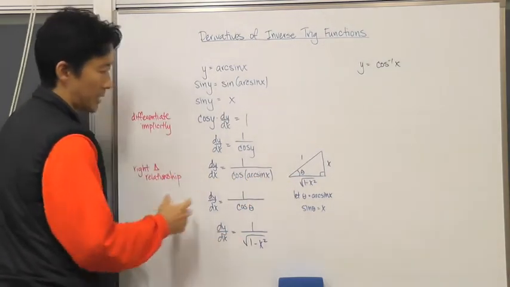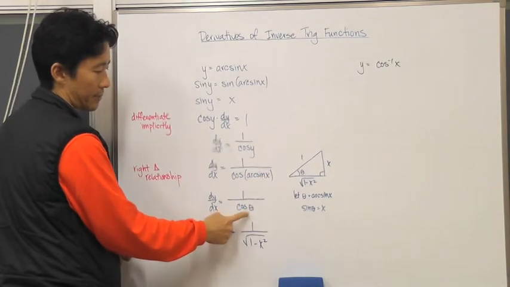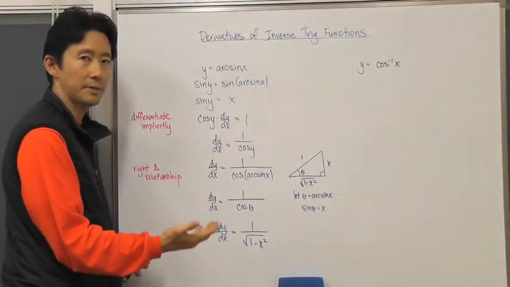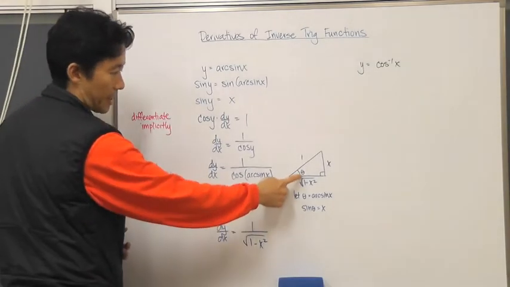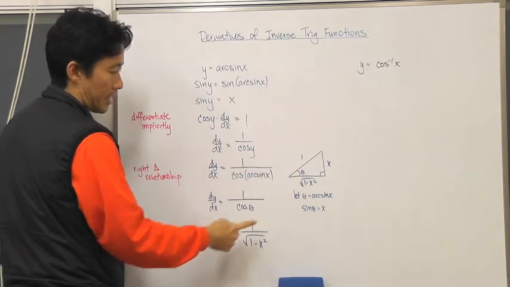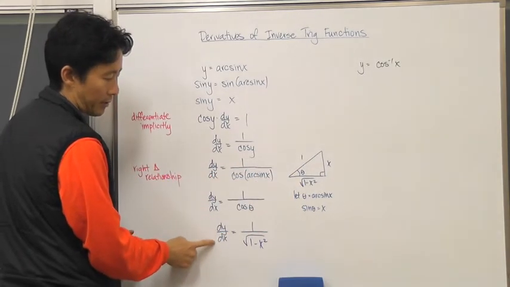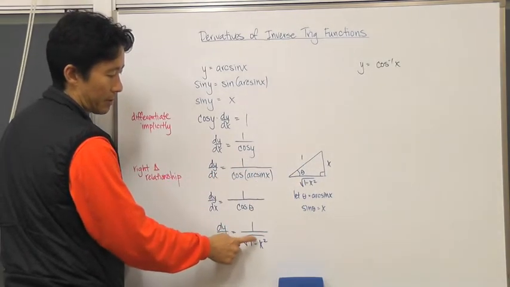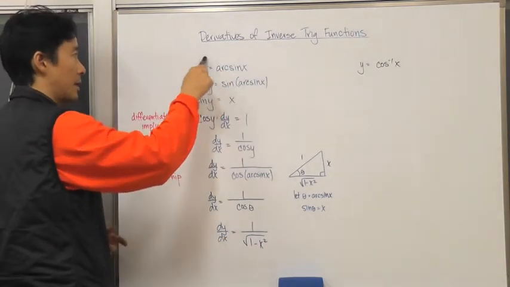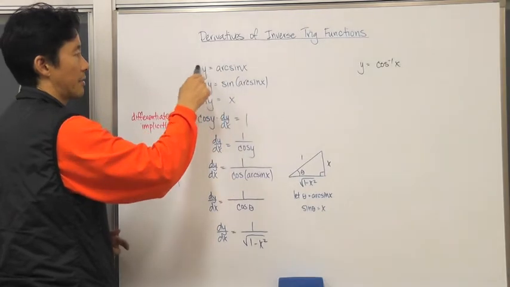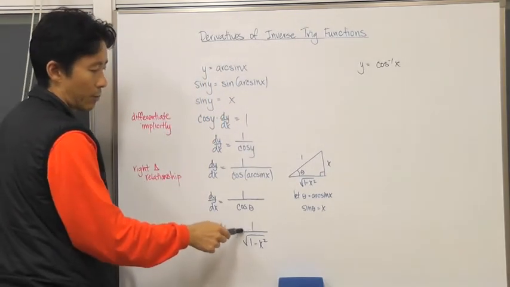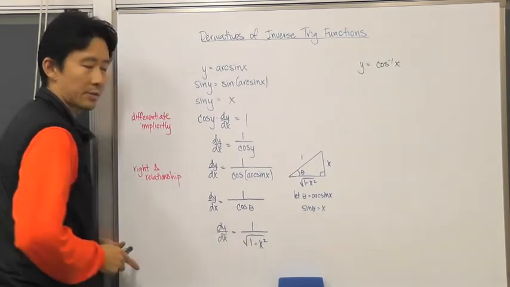So what that means is that this can be simplified to just the cosine of theta. But again, we still have to get everything in terms of x. Cosine of theta is just going to be this divided by that. And so dy/dx is just going to be 1 over the square root of 1 minus x squared. So there you go. In the beginning, y is equal to the arc sine of x, and the derivative of that is 1 over the square root of 1 minus x squared.